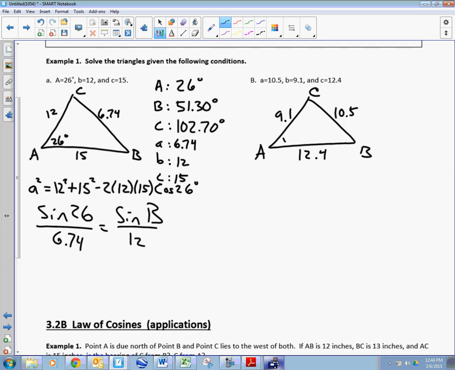So, let's look at this. Now, I want to find a missing angle, correct? The question is, which one should I start with? Obviously, if I have side, side, side, can I use the law of sines? No. The law of sines requires two angles.